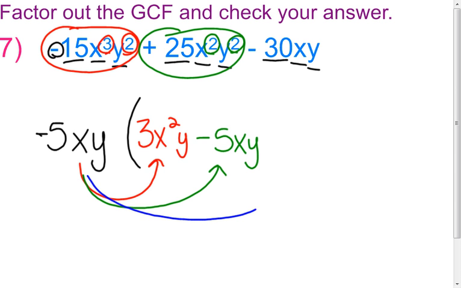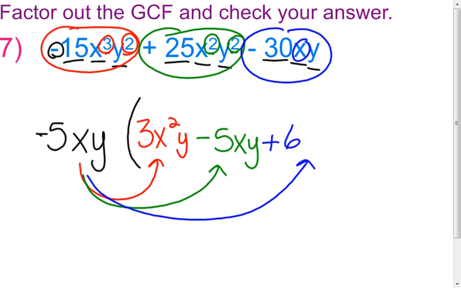negative 5xy times what has to give me negative 30xy. Negative 5 times positive 6 gives me negative 30. I had 1x right here, but I used it when I pulled that one out in front. And I had 1y right here, but I used it when I pulled that out in front. So I don't have any x's or y's left, and this should be your answer.